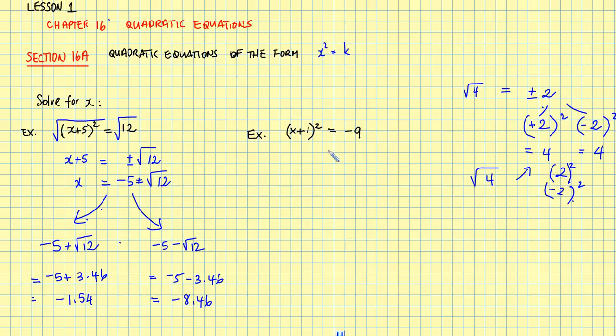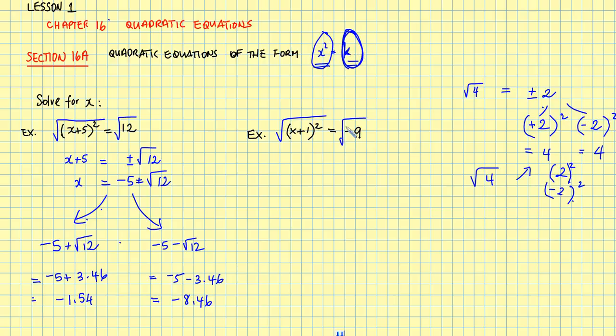All right, now if we take a look at the second example, I have x plus 1 all squared equals negative 9. In doing this problem, again, I'm going to take the square root of both sides. This is a relationship where I have a one-to-one relationship: one term on one side of the equal sign and another term on the other side. In one case, it would be x squared on the left-hand side, and one term k on the other side.